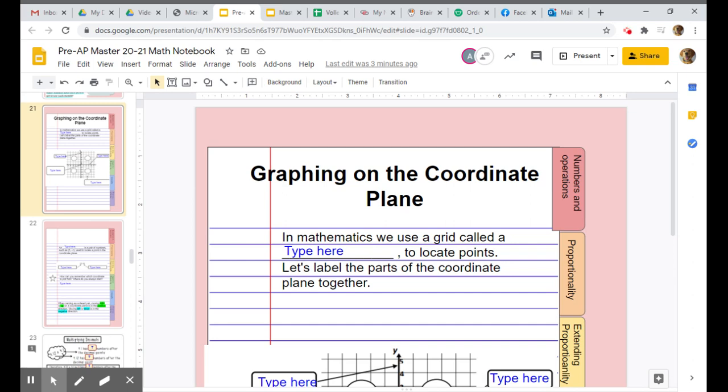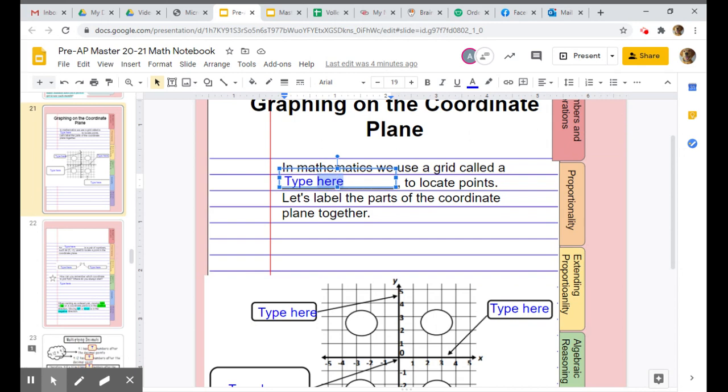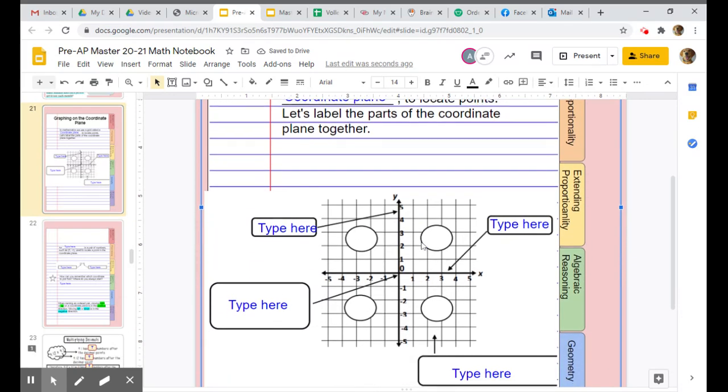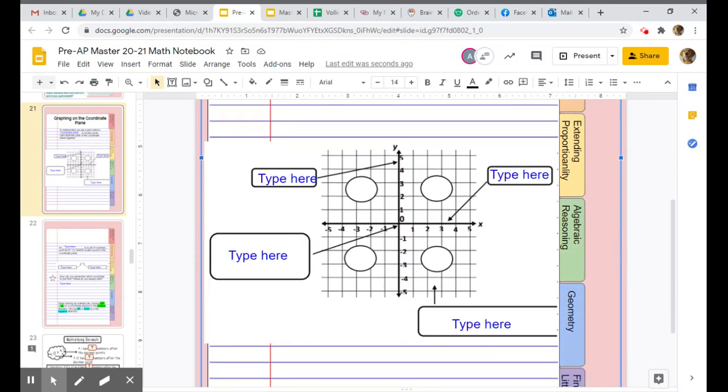All right, today we will be talking about graphing on the coordinate plane. So in mathematics, we use a grid that is called a coordinate plane to locate points. Okay, so right down here we have a coordinate plane that we are going to label together.